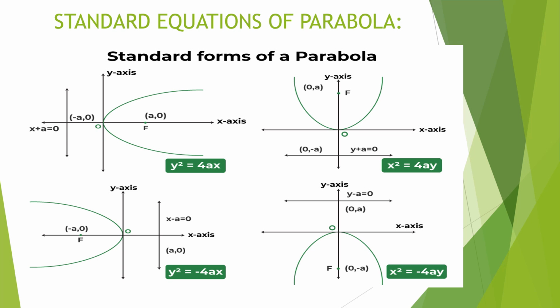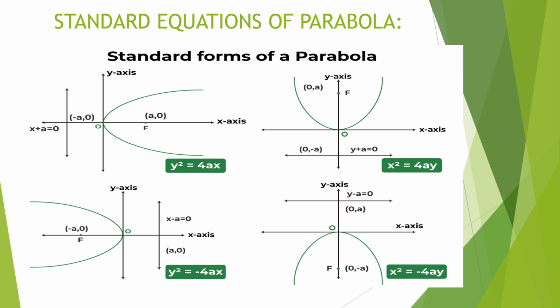Below that, suppose your parabola is facing towards the left side, the focus is on the left side of the origin. So let its coordinates be (-a, 0). In this case, the equation of the parabola will be y square is equal to minus 4ax.